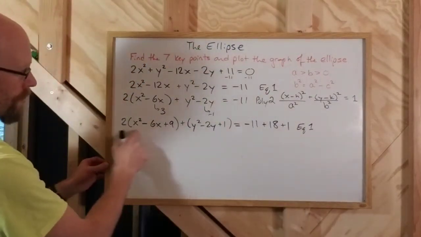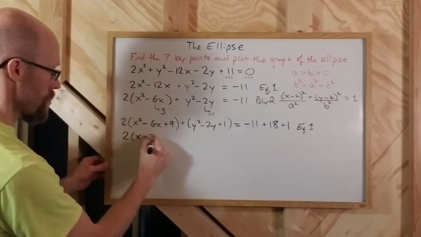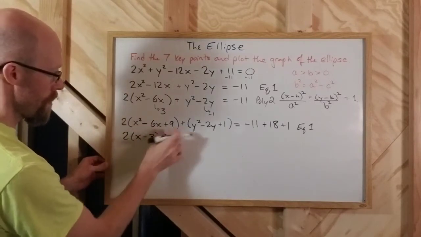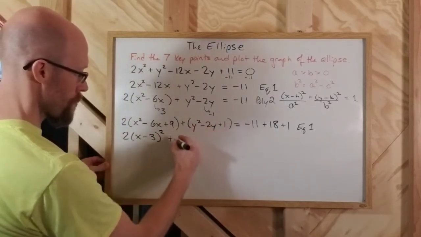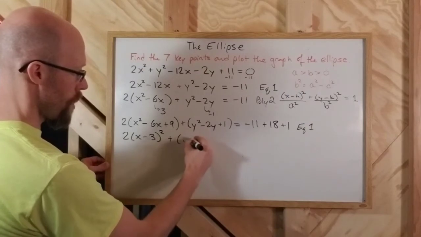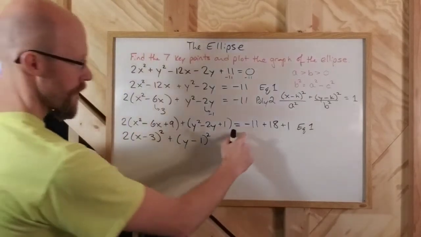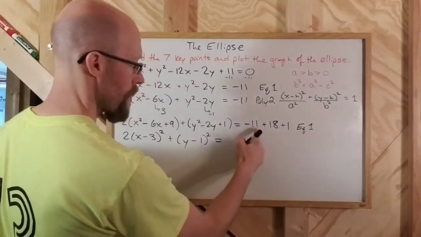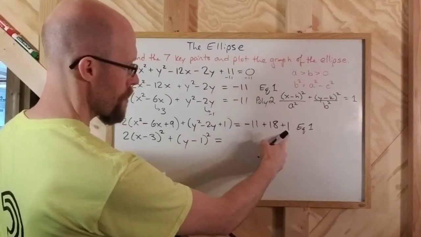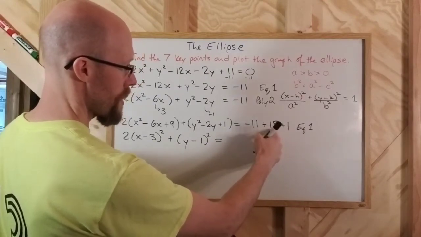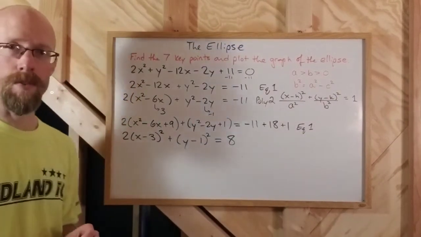So here, this perfect square trinomial factors into x minus 3 squared. And on the right side, this perfect square trinomial factors into y minus 1 squared. And on the right side of the equation, -11 plus 18 plus 1, if I add all those up, well, -11 and 1 is -10, and 18 is 8. So I just get an 8 there, right?